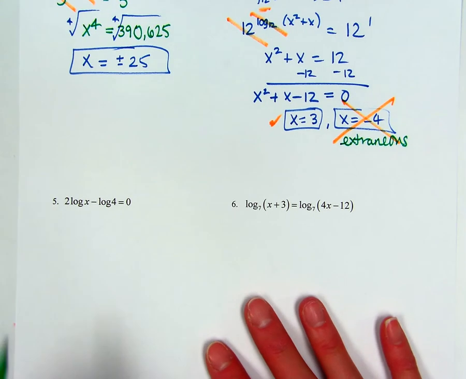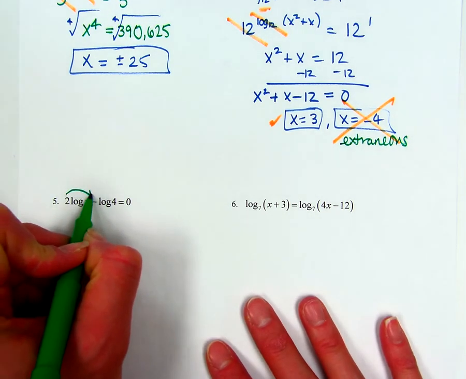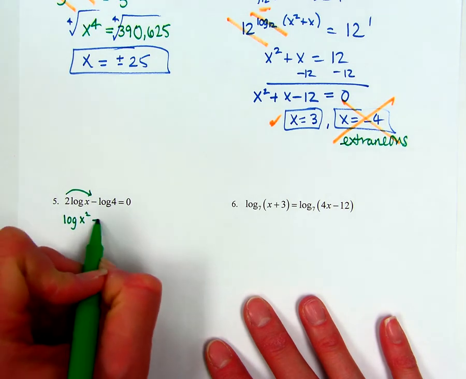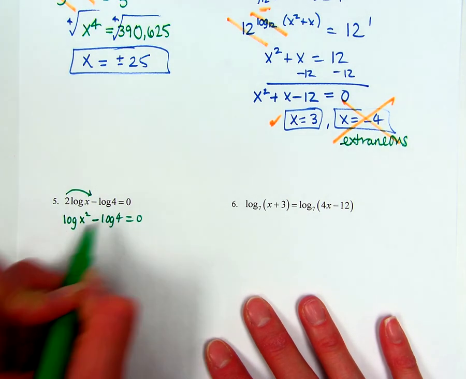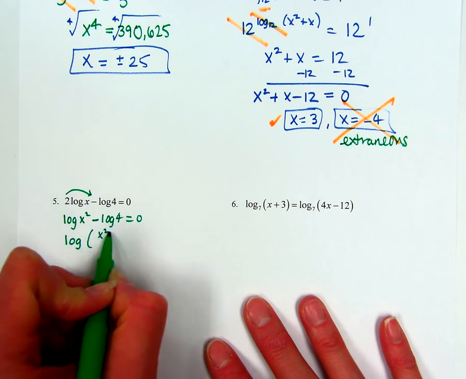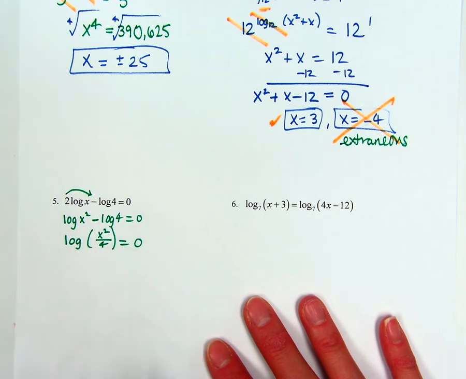Okay, 2 more problems. We're going to condense first. So we're going to bring this 2 up to the top. We've got log of x squared minus log of 4. Then we're going to condense using our quotient rule. So we've got log of x squared divided by 4 equals 0.